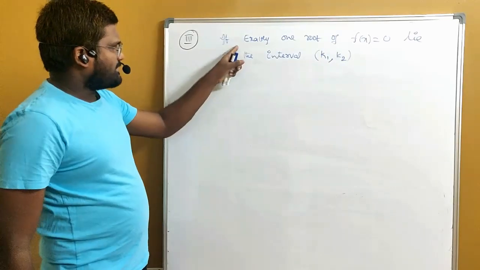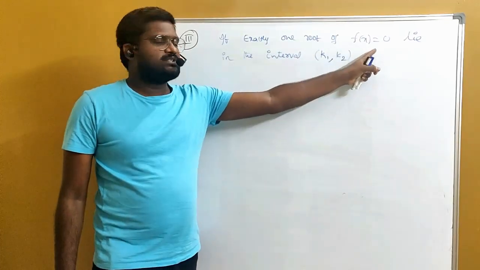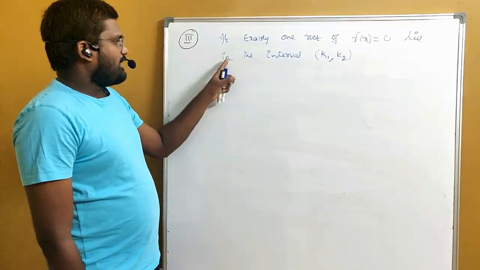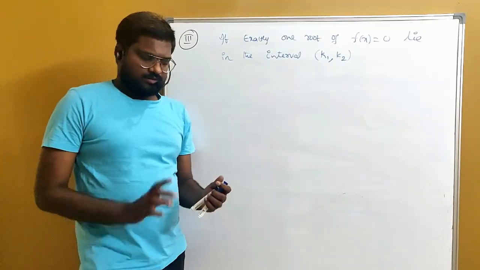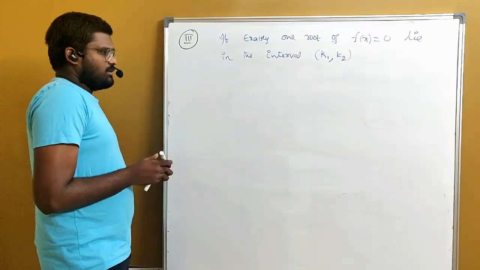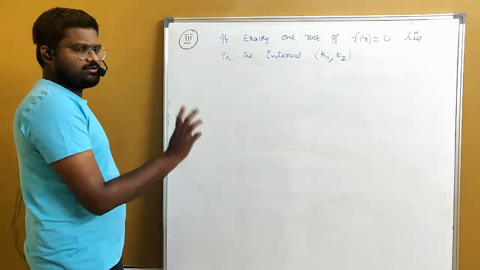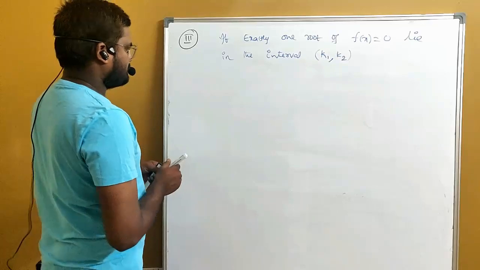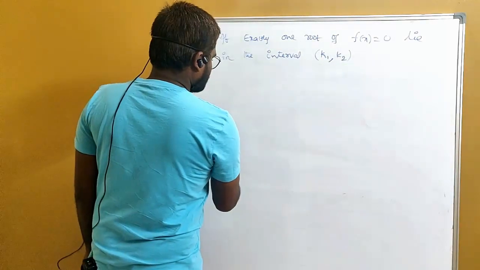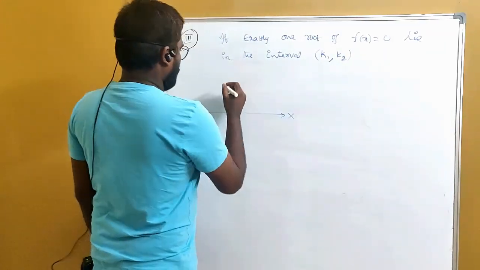I said if exactly one root of f of x equals 0 lies in the interval k1 comma k2. It is very simple again. Just we'll draw the diagram based on this one and we'll try to write down the restriction. X-axis.